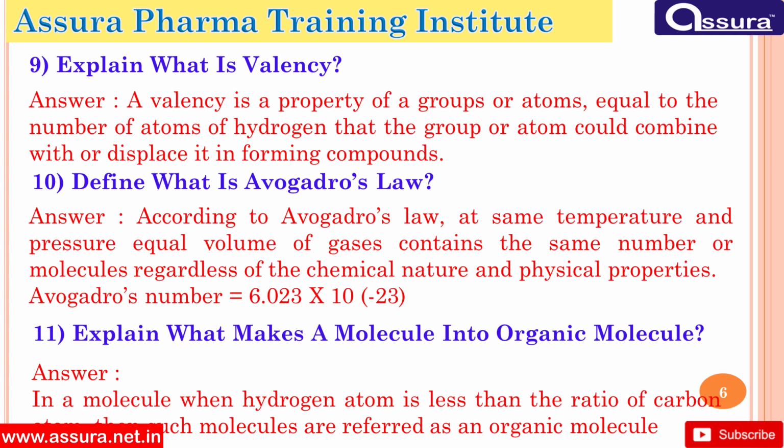Explain what makes a molecule an organic molecule. In a molecule, when the hydrogen atom count is less than the ratio of the carbon atom, then such molecules are referred to as organic molecules.